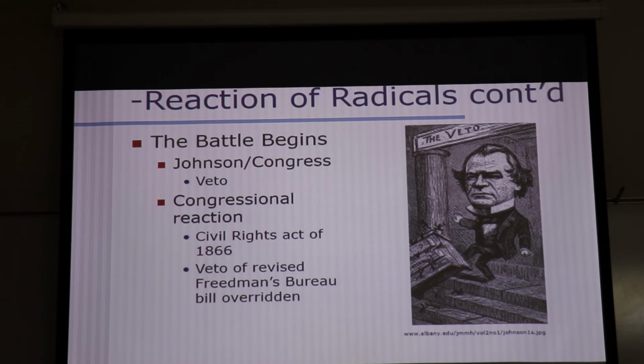Well, how does Congress react to this? Well, they passed the Civil Rights Act of 1866, which is really important because it's kind of the basis of the 14th Amendment. And we'll talk about that next slide. Johnson, of course, vetoes that, as well as a revived Freedmen's Bureau bill, and Congress overrides that.